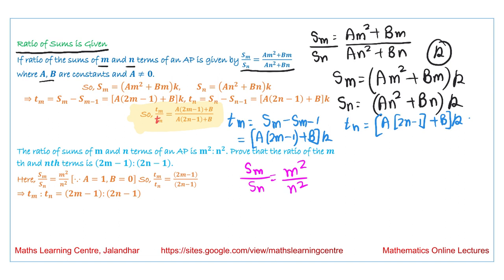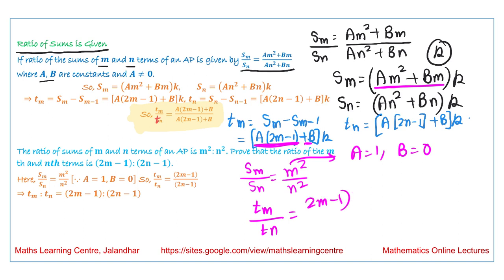So we write that the ratio Tm to Tn is equal to, by the formula we have, (a into 2m minus 1 plus b), where we have am square plus bm. Comparing this, we have the value of a equal to 1 and the value of b equal to 0. So what we obtain is (2m minus 1) over (2n minus 1). This is the answer we have obtained in this case.